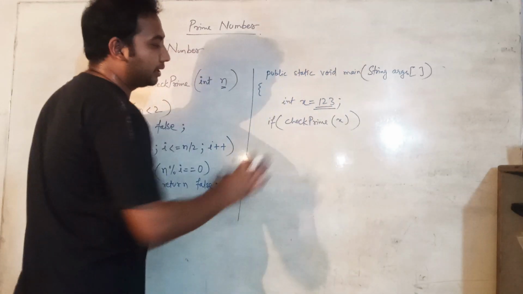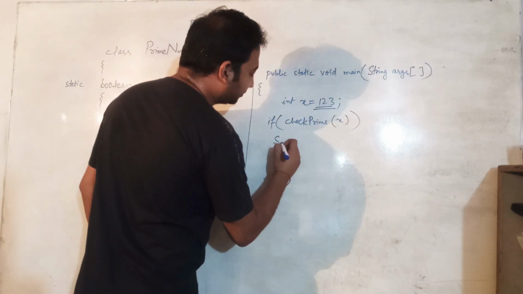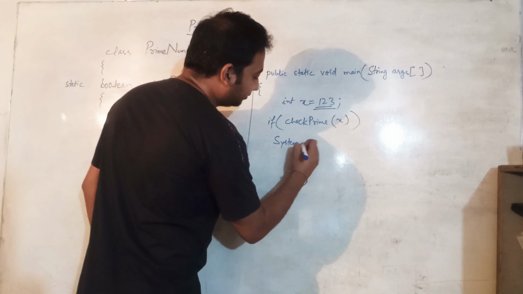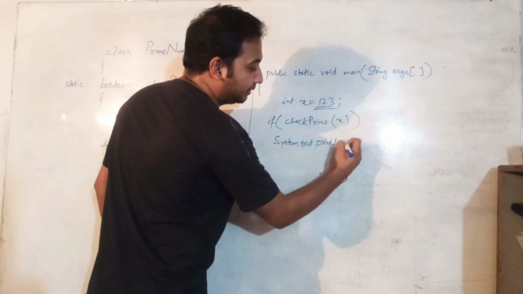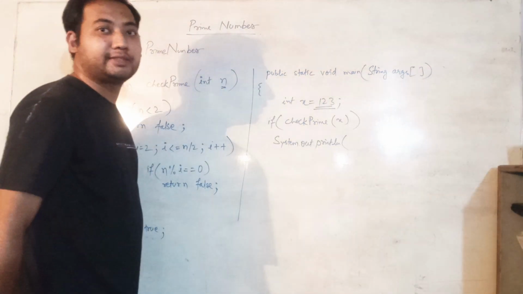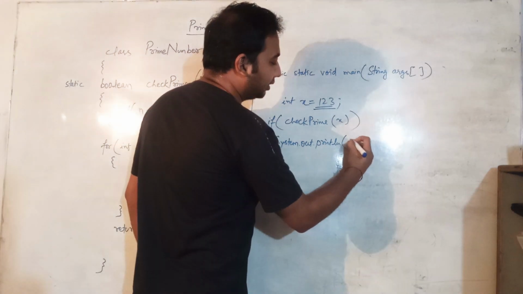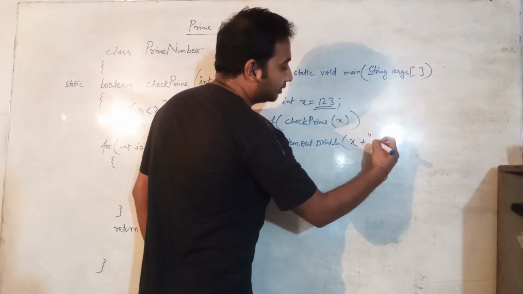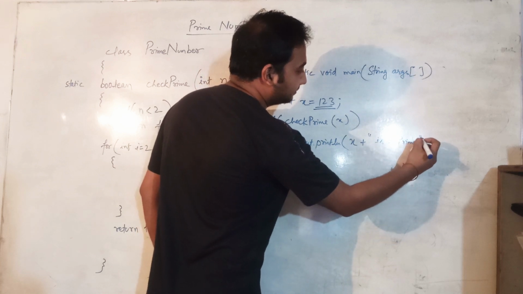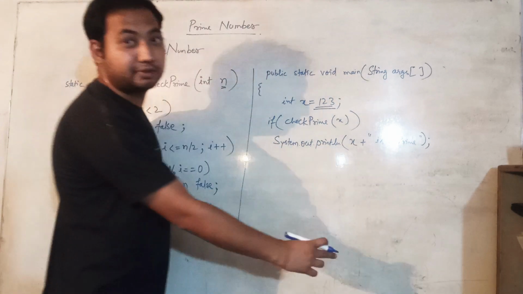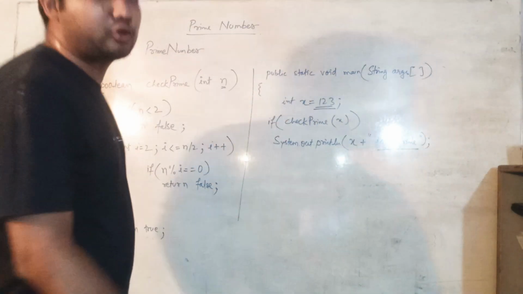And now I will use it, and if it returns true, then we should display System.out.println x is a prime. This message is optional, students. You can write anything inside the double inverted commas.